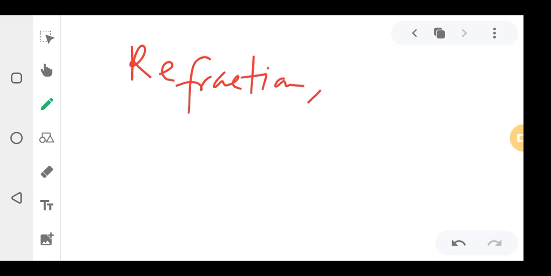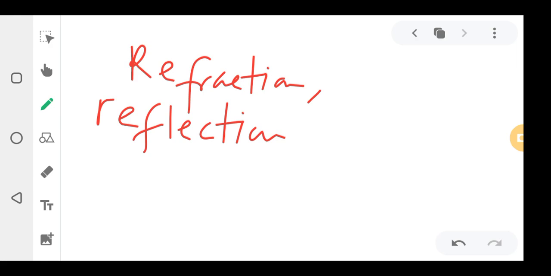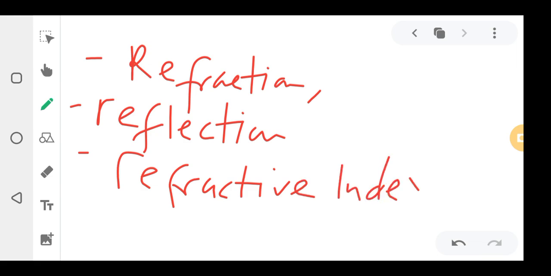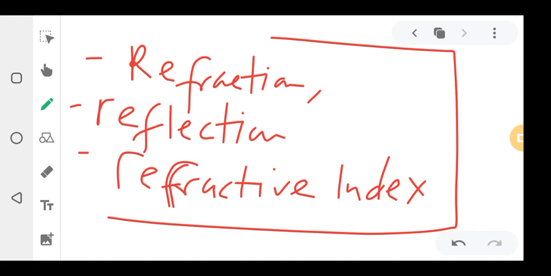Now, today we are looking at refraction, reflection, and refractive index. So these are the main things that we're going to look at today.